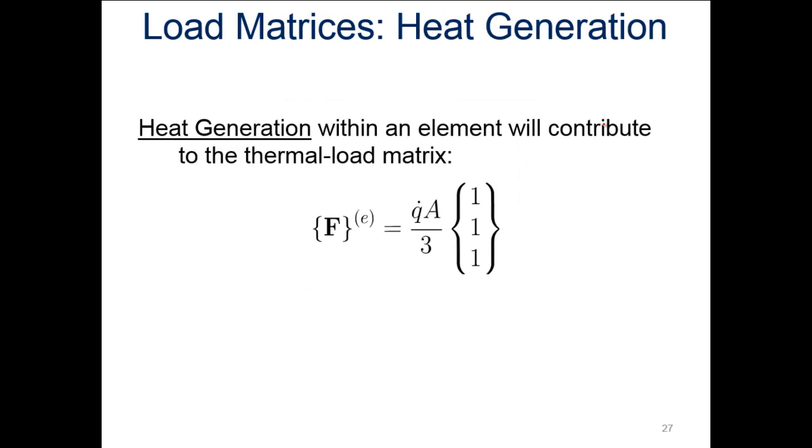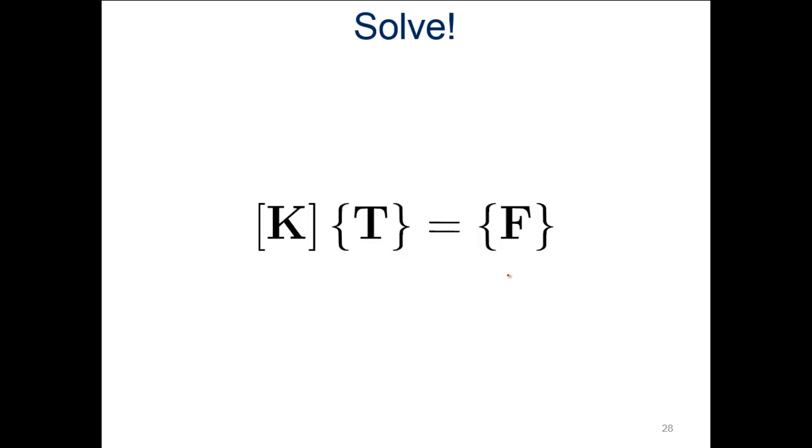Now again, heat generation, you can imagine from what we had in the rectangular case. We've got our Q dot times the area divided by 3, and it's included at each node. Hopefully pretty straightforward. We're going to solve it the same way we did the rectangular element and finish that out.